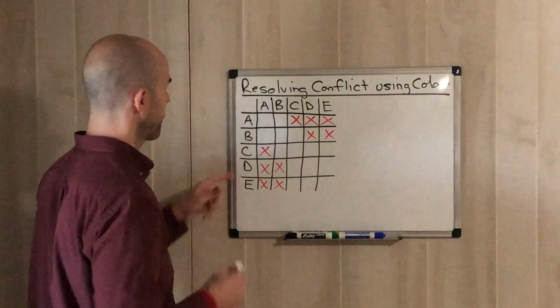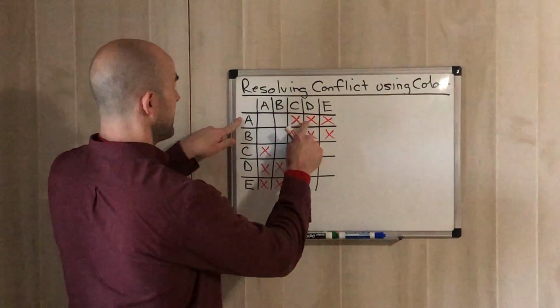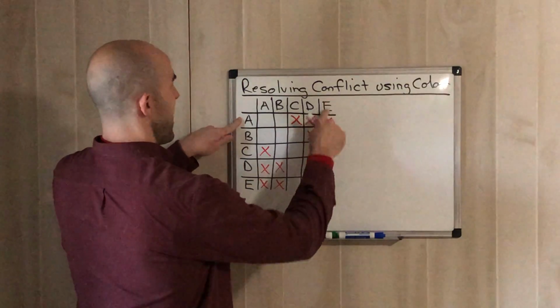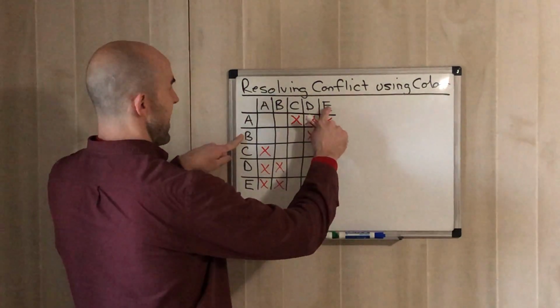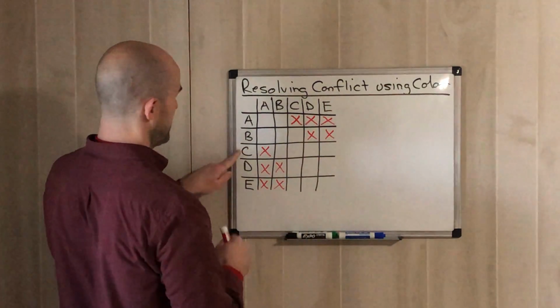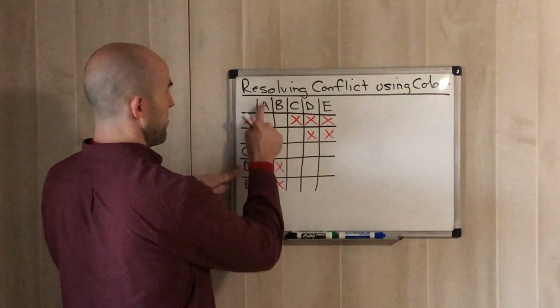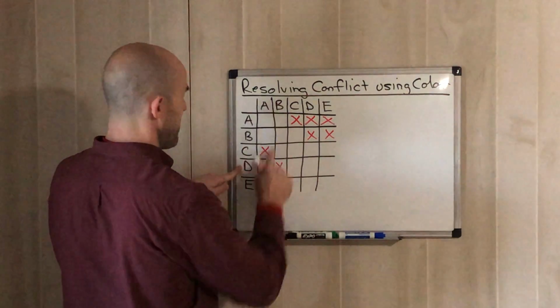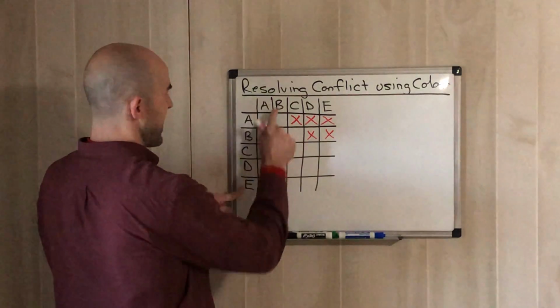So again, if you want to read it this way, it's A can't be with C, A can't be with D, A can't be with E. B can't be with D, B can't be with E. C can't be with A, D can't be with A, D can't be with B, E can't be with A, and E can't be with B.